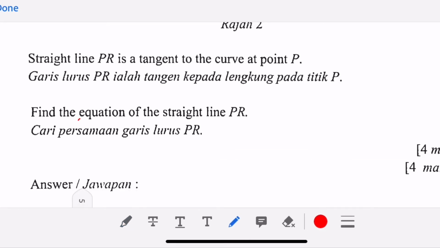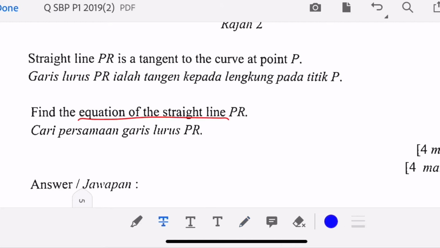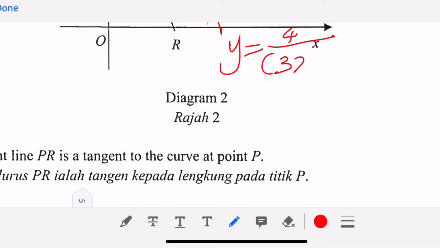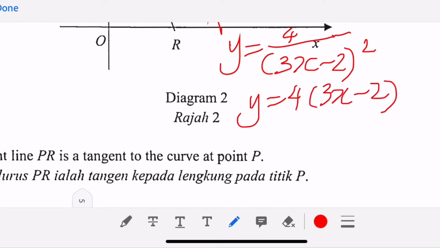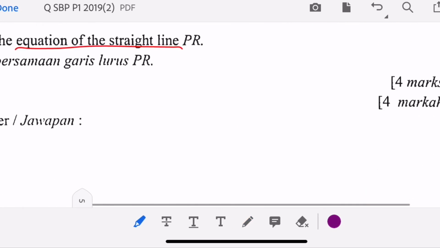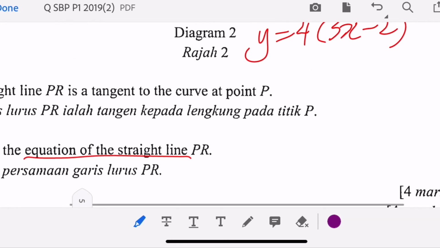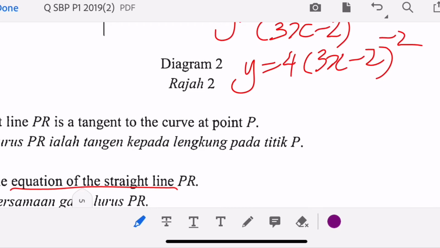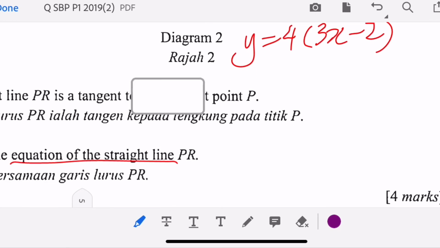We want to find the equation of the straight line PR, which is tangent to the curve. So now we will start to do dy/dx. First of all, we copy down y equals 4 over (3x minus 2) to the power of 2. Remember how to do chain rule. We have to raise the power, so (3x minus 2) to the power of negative 2. That is the equation of the curve given. You need to have the power first before you do differentiation, because that is a curve.